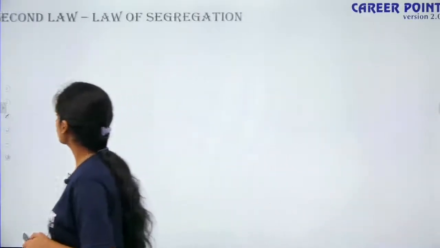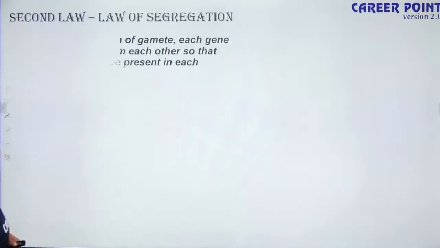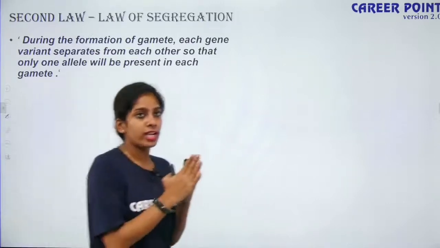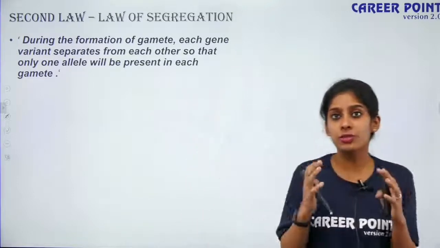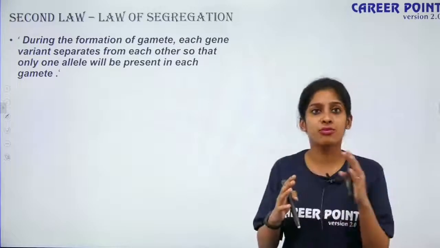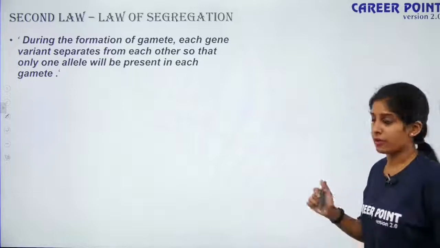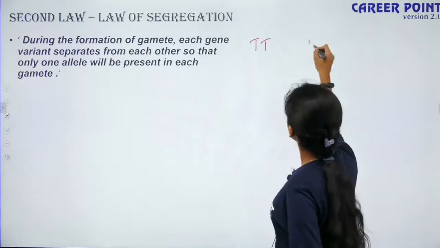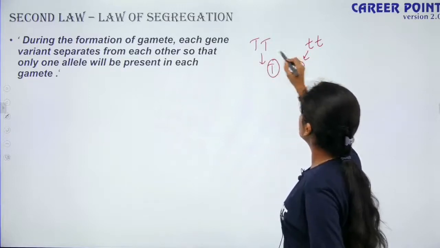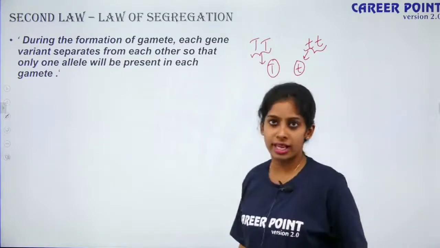Fine? So now talking about the second law of Mendel, the law of segregation. So what does this law state? During the formation of gametes, we have discussed this also, but putting it in terms of the law: each gene variant separates from the other so that only one allele will be present in each gamete. For example, if the parent has capital T and small t, the gamete will have only one allele. This separation is independent. So this is called the law of segregation.